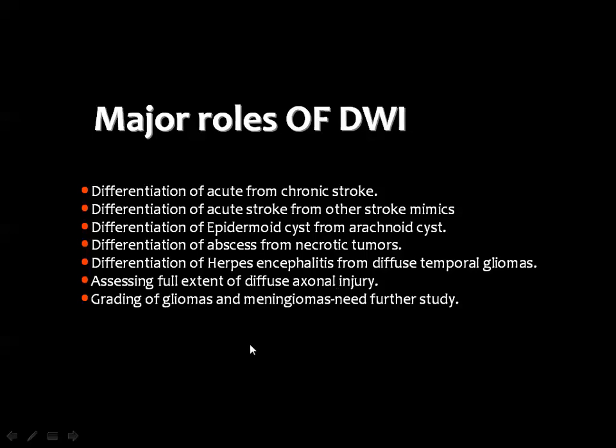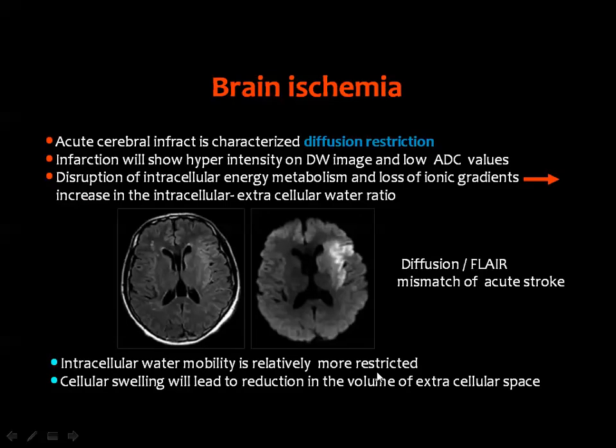Then what's said nowadays is that it is used in the grading of gliomas and also the differentiation between types of meningiomas, and this is actually under study. Then we start with one of the important values of diffusion imaging, which is brain ischemia.